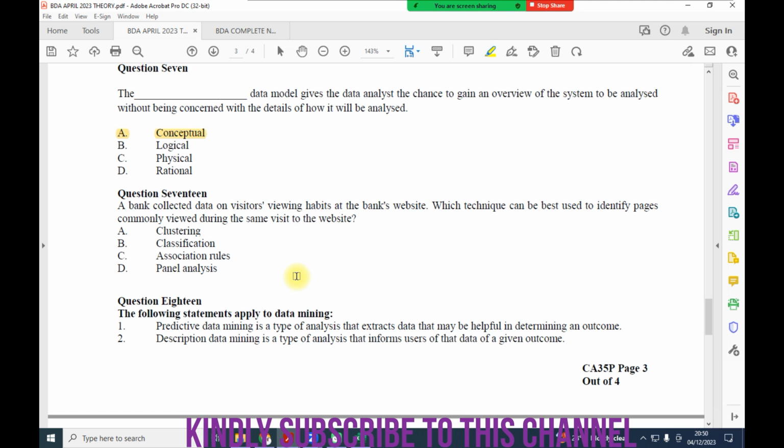So these are bank customers visiting the website of the bank, and we need to analyze and be able to know which pages are commonly viewed. So do we use clustering? Do we use classification? Do we use association rules? Do we use panel analysis? Which one shall we be able to use? So we can just explain one by one briefly.